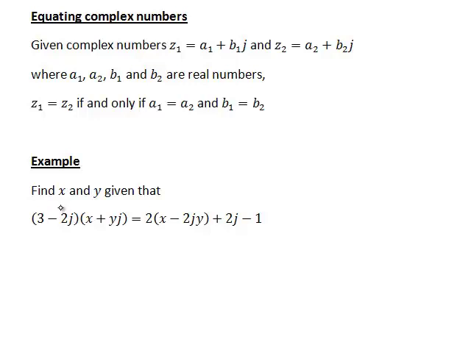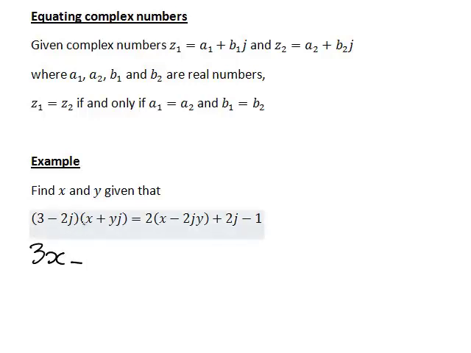Suppose we want to find x and y, given we know that (3 minus 2j) times (x plus yj) equals 2 times (x minus 2jy) plus 2j minus 1. The first step in solving a problem like this will be to make it look simpler by expanding the brackets. So on the left, we have 3 times x, that will be 3x, minus 2j times x.